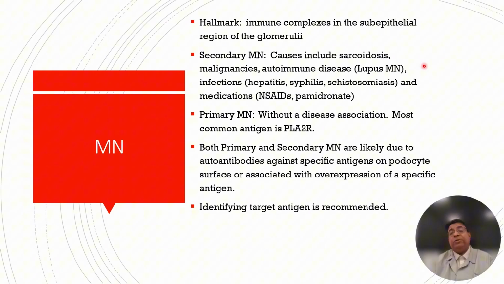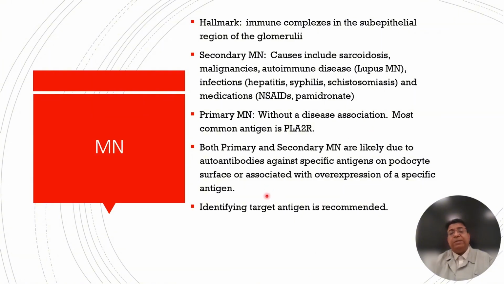Autoimmune disease such as lupus membranous nephritis, infections such as hepatitis, syphilis, schistosomiasis, and medications. NSAIDs are a common cause of membranous nephropathy. Pamidronate is a cause of membranous nephropathy. So primary membranous nephropathy is one without a disease association. For example, the PLA2R antigen causes membranous nephropathy, but there is no disease association other than proteinuria and nephrotic syndrome.